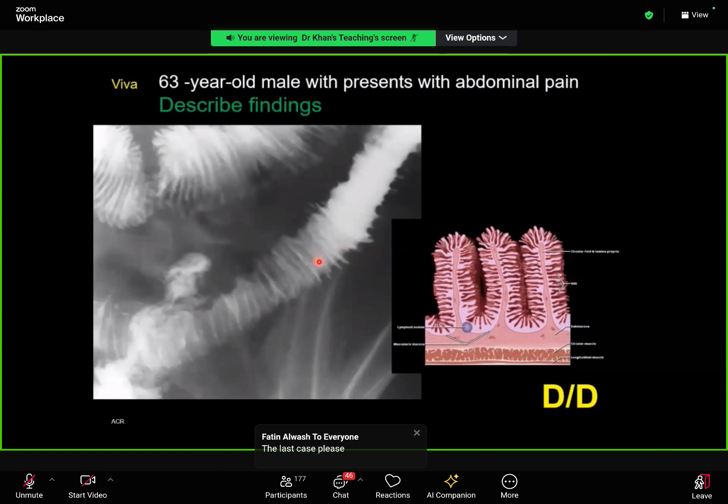Okay, there is spiking from the mucosa, and there is pulling of contrast, like there is a fistula tract. I couldn't identify this bowel loop.